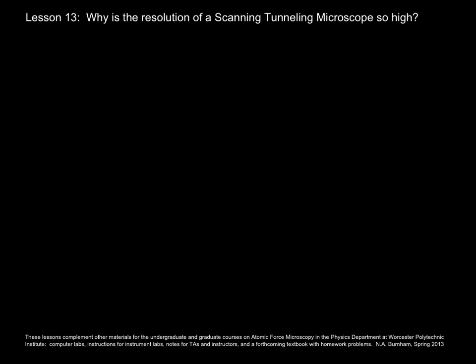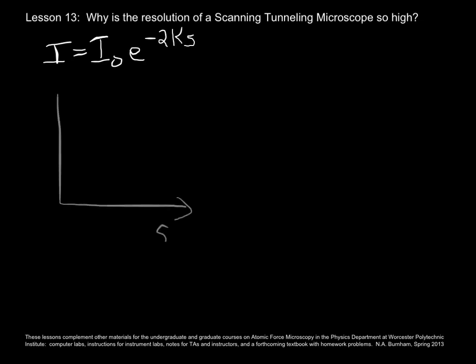If we were to plot this equation representing the current in a scanning tunneling microscope, and we were to plot it on a linear scale where we have current as a function of separation, it would look something like this. It would decay very rapidly because of that exponent. It turns out there's a better way of representing that.